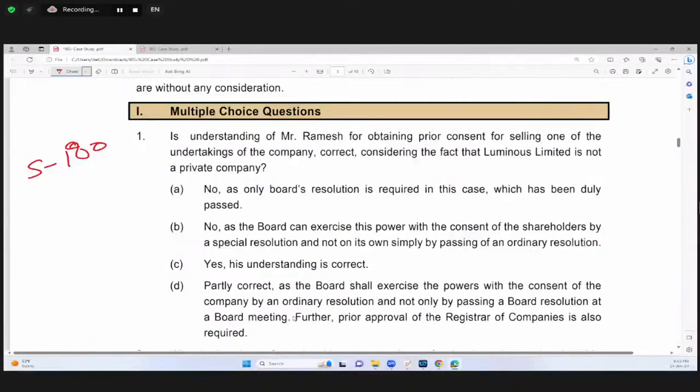Yes. First option, if we look, no, as the only board resolution is required in this case, which has been duly passed. No, this is not the correct option, because it says that only board resolution is required. So this is incorrect option. Moving to option B, no, as the board can exercise this power with the consent of shareholders by passing a special resolution and not on its own, simply by passing an ordinary resolution.